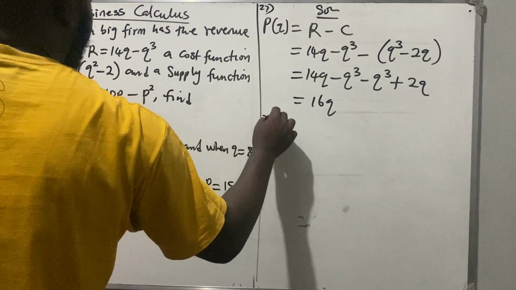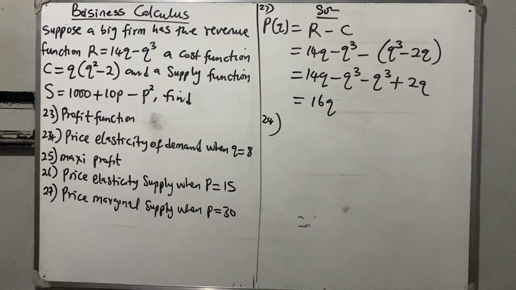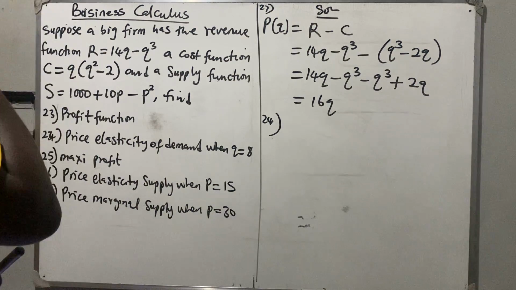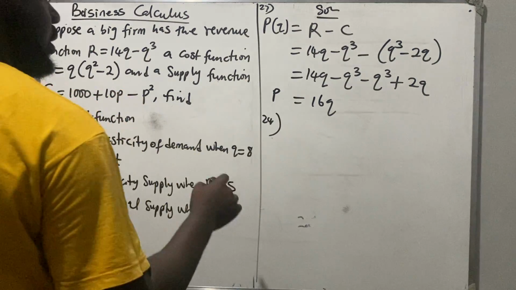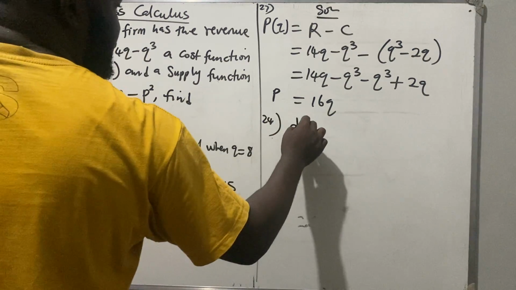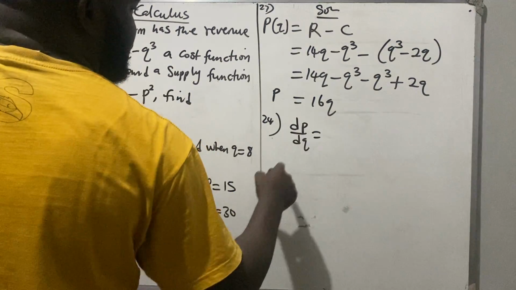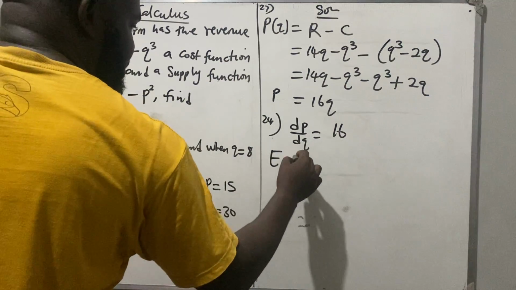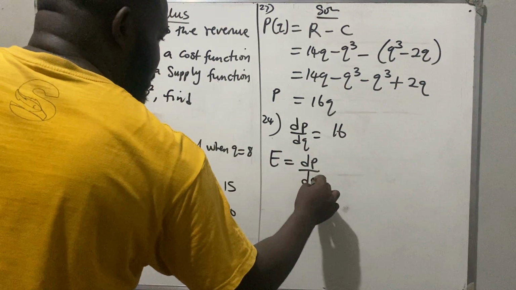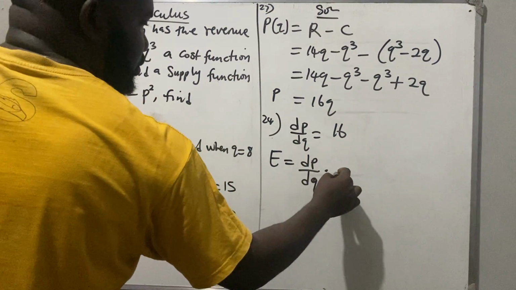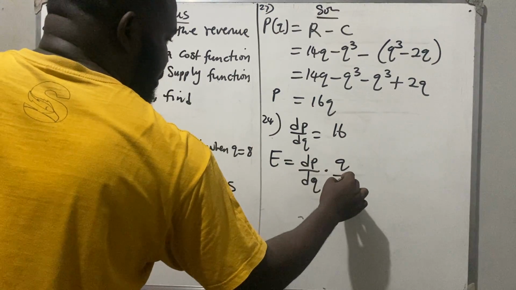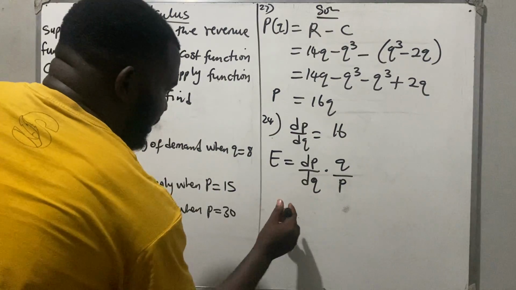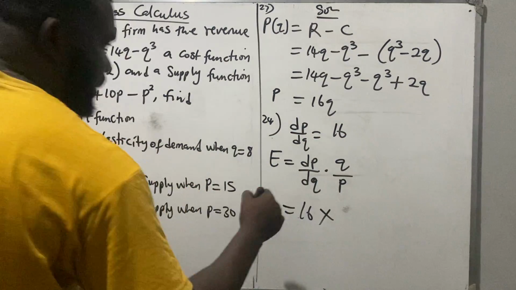So question number 24 said price elasticity of demand when Q is equal to 8. Okay, price elasticity of demand. So we have the price to be this. So price elasticity is to get our dp dq. To get our dp dq here is giving us just 16. Okay, so now we know that price elasticity is dp dq times p over q, so q will be down and p will be up.